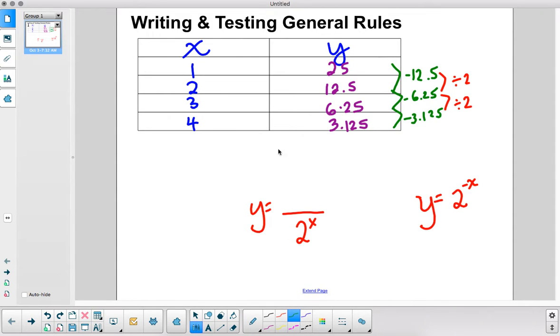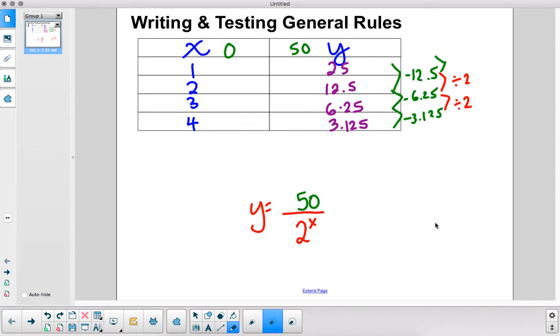In order to figure out what that is, we need to find when x is 0. We need to figure out what this is going to be when x is 0. And let's think about that. If x is 0, what's going to happen? It was divided by 2, divided by 2. What was divided by 2 to give me 25? And the answer is 50. So in this case, the general rule for this table is 50 divided by 2 to the power of x.